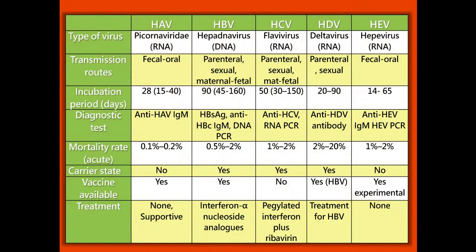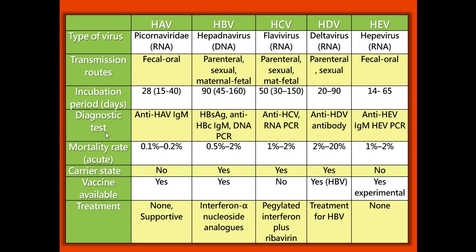Now this table summarizes the IDs of this group of viruses regarding their type. You can see here the different families of these viruses and the difference in the nucleic acid nature, whether DNA or RNA. The transmission route also differs, from fecal-oral to parenteral. The incubation period also differs.